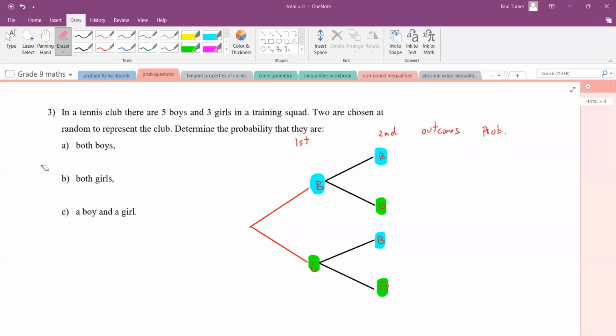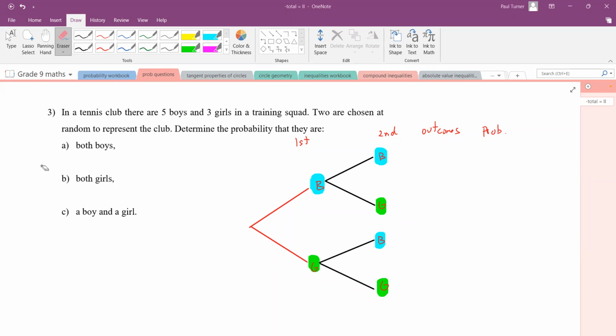In question 3 here, we've got a tennis club. There are 5 boys and 3 girls in the training squad. 2 are chosen at random to represent the club. Determine the probability that they are both boys, both girls, or a boy and a girl.